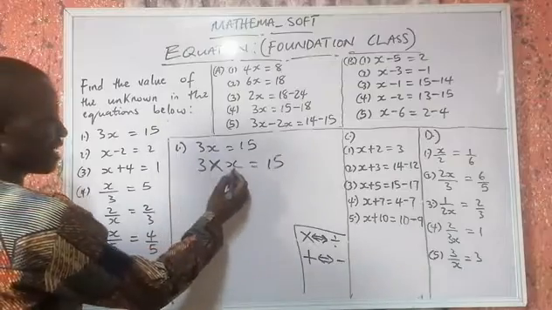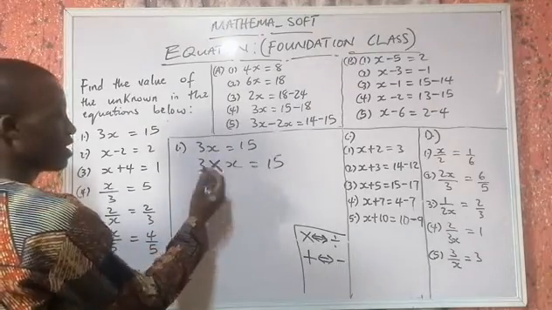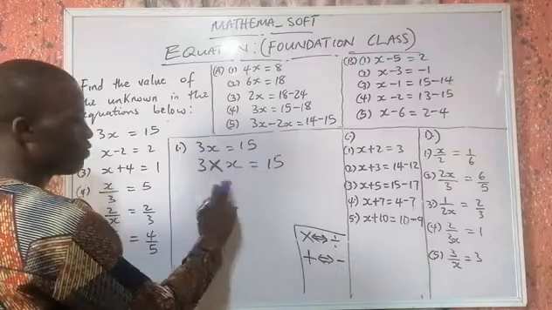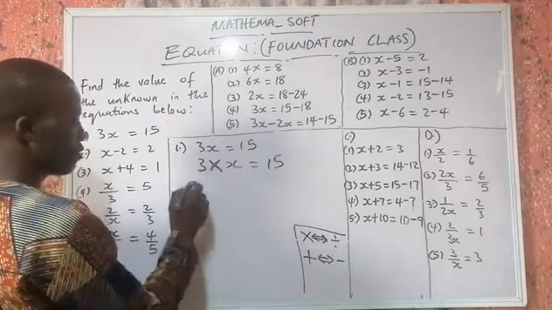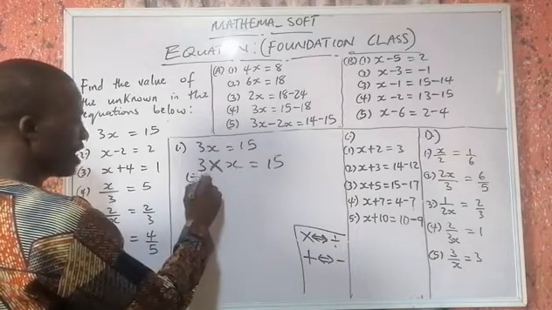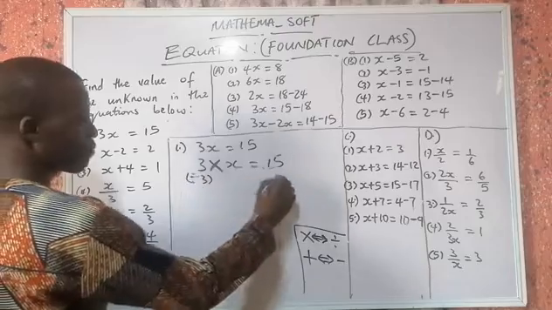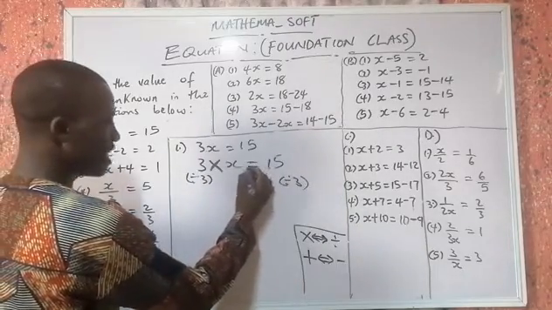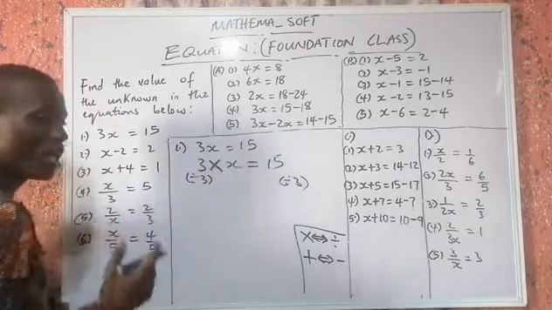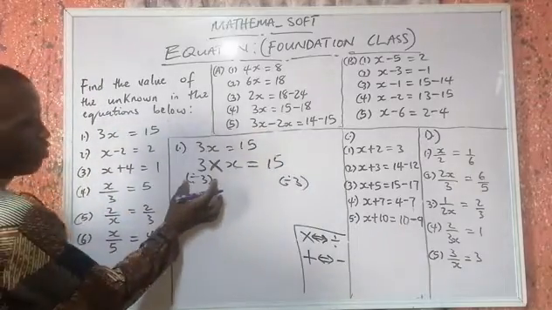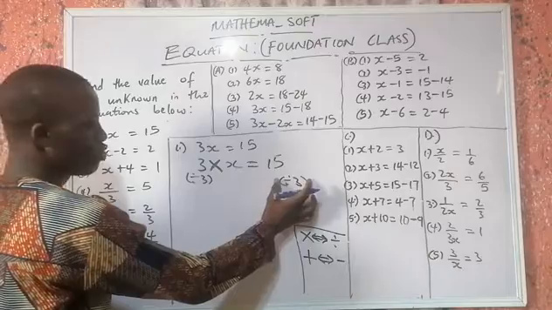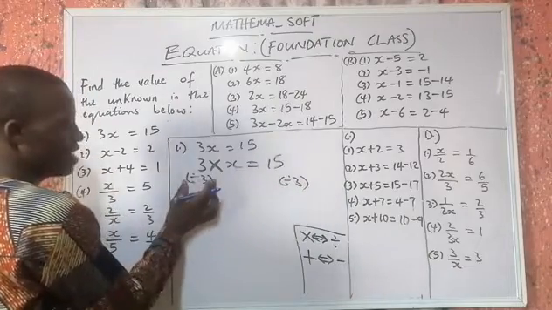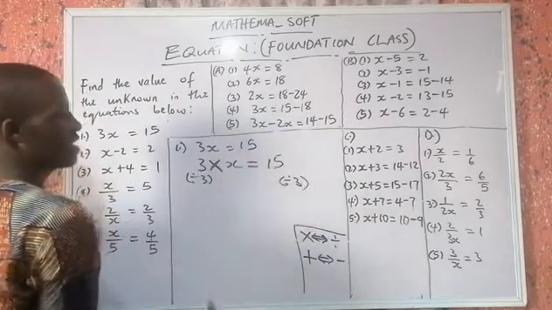Now, this 3 is attached to this x with multiplication. So we can only remove it by using division. So I will divide by 3 on this side. I will also divide by 3 on this side. Don't forget that the equal sign in mathematics means that you must do everything equally. Whatever you do to this side, you must also do it to this side. You are dividing by 3 here. You must also divide by 3 here.